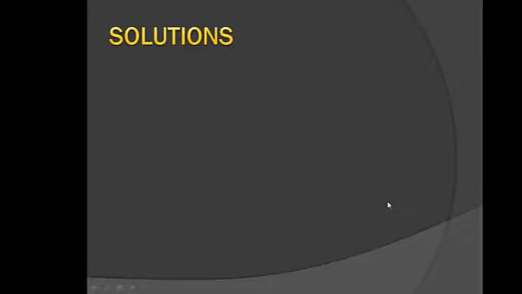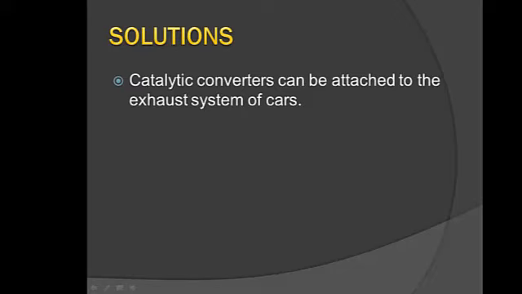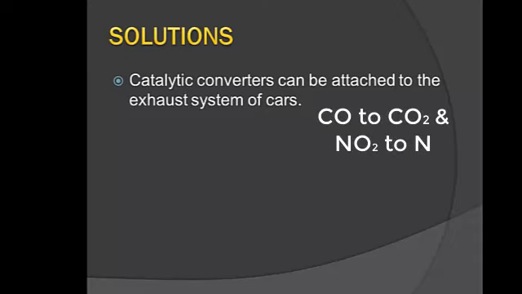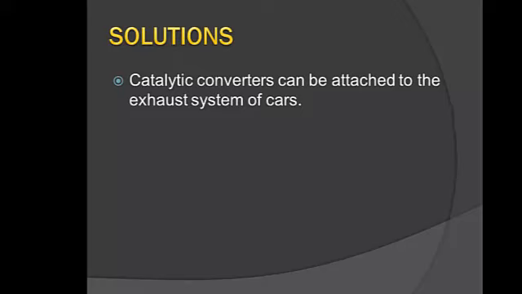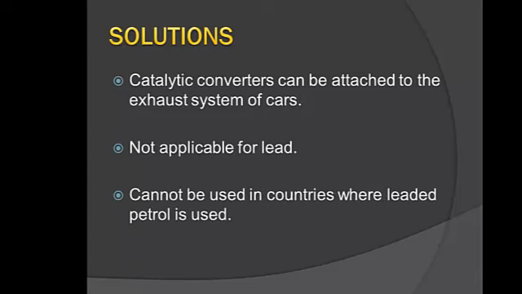What can we do in order to stop this from happening? We can use catalytic converters, which are attached to the exhaust system of cars. These converters convert carbon monoxide and nitrogen dioxide to carbon dioxide and nitrogen respectively. Unfortunately, these converters cannot convert the lead present inside leaded petrol, so they cannot be used in countries where leaded petrol is still in use.